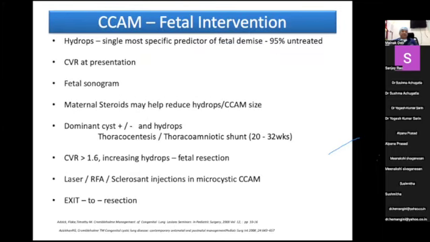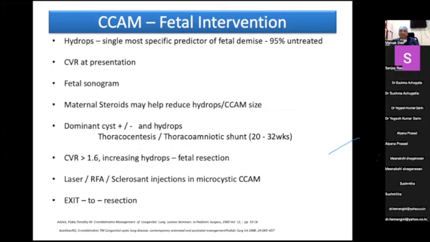Yeah, so a high CVR at presentation is one of the more important predictors of fetal demise or fetal morbidity currently available to us. Now, what are the modalities of fetal intervention available to us at this point in time? A serendipitous finding has been that a course of maternal steroids seems to help reduce hydrops and CCAM size. Significant evidence is accumulating that, although the mechanism of action of maternal steroids in reversing hydrops or reducing CCAM size is not known, there is a role for maternal steroids as the first line of treatment in children who seem to be qualifying for some form of fetal therapy.